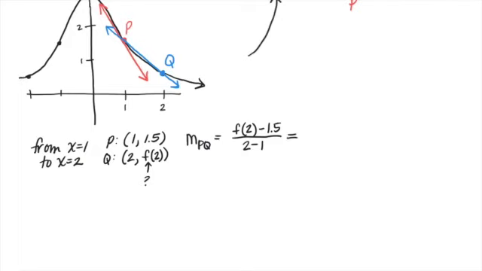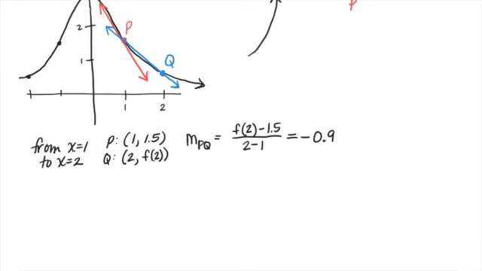And this gives us a slope of negative 0.9. Now, this isn't a bad estimate for the slope of the tangent line at point P, but we'd like to get a little bit better estimate than this.